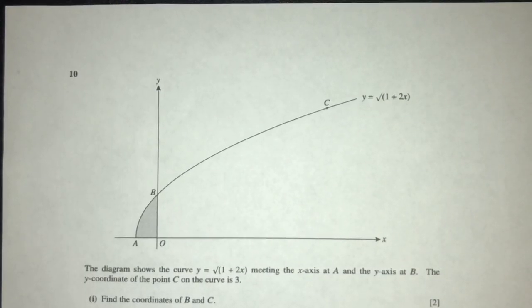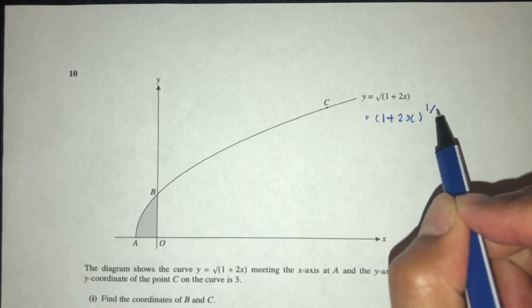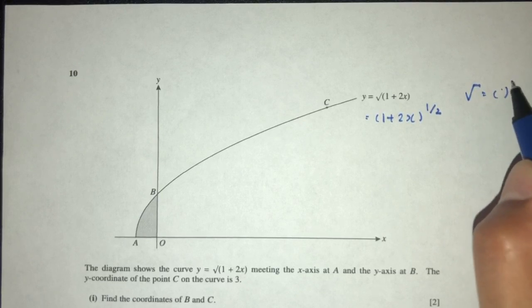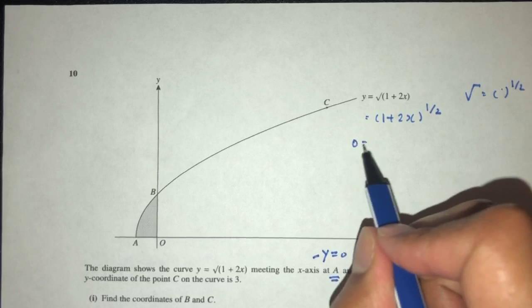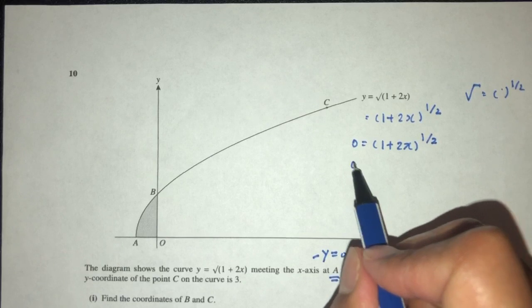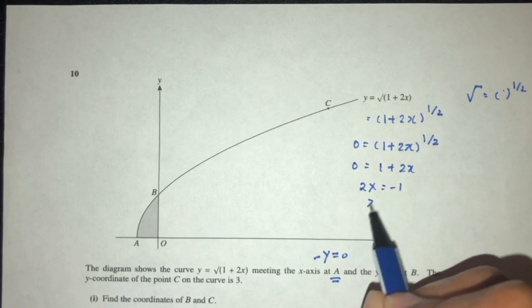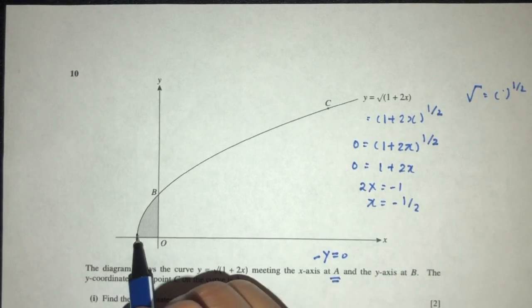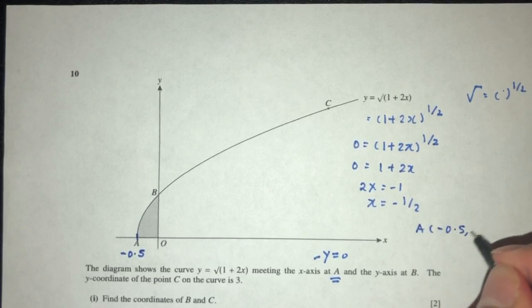The diagram shows the curve y equal to this, so now we can rewrite this equation as y equals (1 plus 2x) power half, right? Because root is simply power half. Next step. Now it meets the x-axis at the point A, so let's find the point A. So at the x-axis, what do we know? The value of y has to be 0, so that will be 0 is equal to (1 plus 2x) power half. Now we can square both sides, and this will cancel out obviously, right? And 2x will be minus 1, x will be minus half. So the point A will be (minus 0.5, 0).